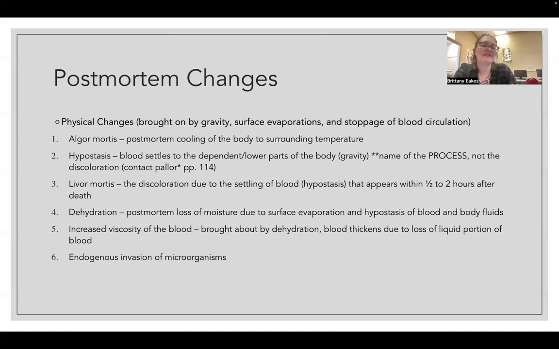An increased viscosity of blood would be a physical change brought on by dehydration. After death, the blood thickens. And then endogenous invasion of microorganisms. So physical change, not a chemical change. The colon is a primary source for many of those microbial agents. That's why we cavity embalm.